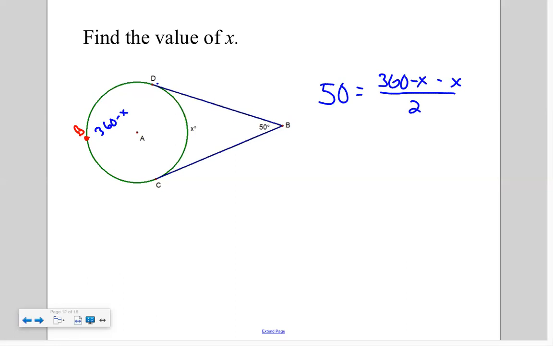We can solve this equation. 360 minus x minus another x, divided by 2, is going to equal 50. Well, let's start working this out. Multiply both sides by 2. I'm also going to do a little combining like terms here. 360 minus x minus x, well, that's subtracting 2 x's. I'm going to go ahead and subtract 360 from both sides. And lastly, I'm going to divide both sides by -2.